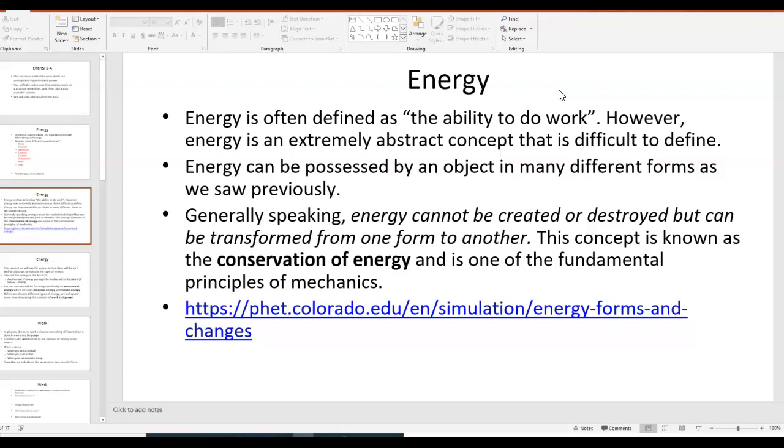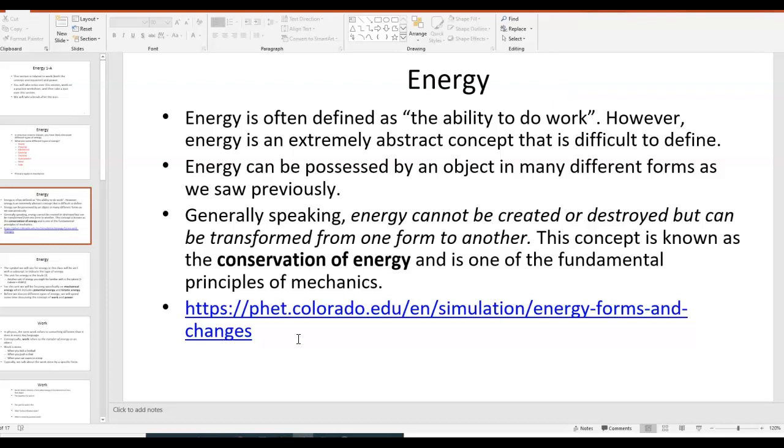I can tell you that there are different types of energy, that objects can possess different types of energy in different forms, and that energy can change from one type to another type. But as far as we know, in all of the universe, energy cannot be created or destroyed. It can only change from one form to another form. And this is a really important concept. This is called the conservation of energy. It's one of the fundamental principles of mechanics and also of physics in general.